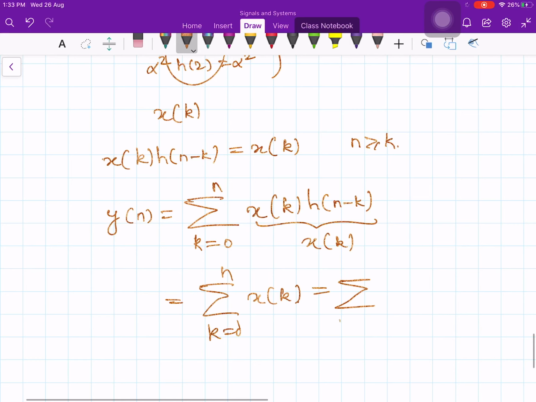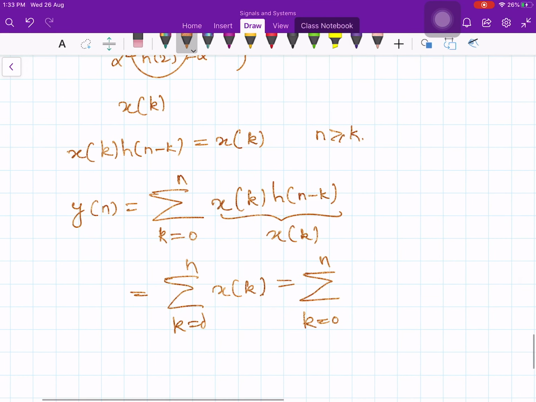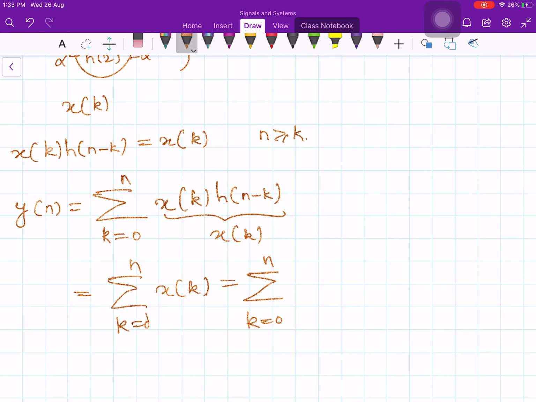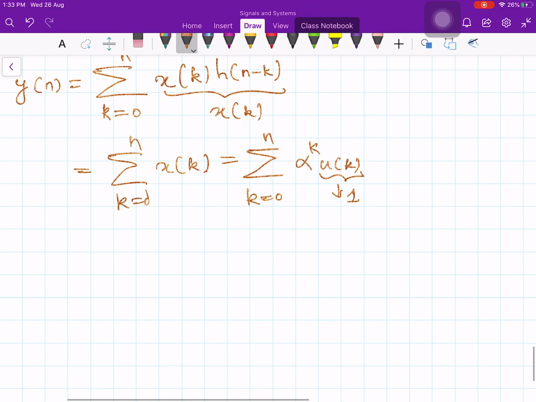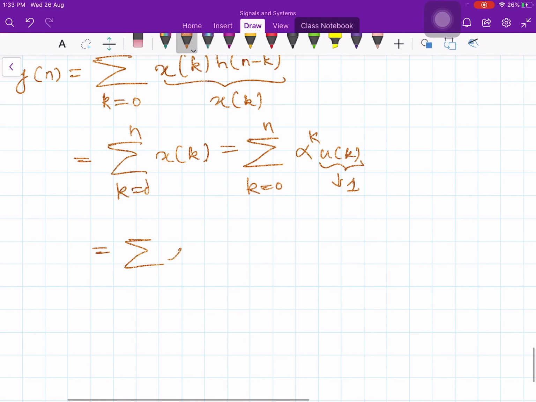What is x of k? x of k is alpha to the k times u of k, right. Anyway, u of k is 1, you can disregard that. So alpha to the k, k equals 0 to n. Then what is this? This is like a finite sum formula, you can use the finite sum formula. Then this is equal to 1 minus alpha to the n plus 1 divided by 1 minus alpha for n greater than or equal to 0.